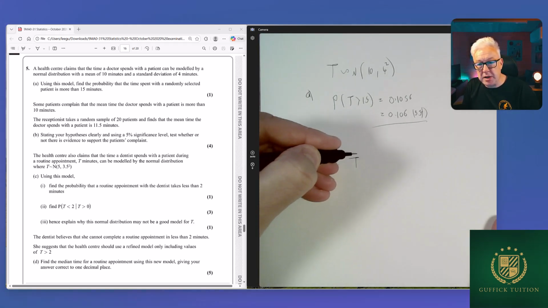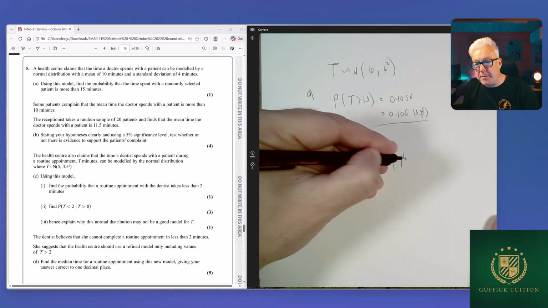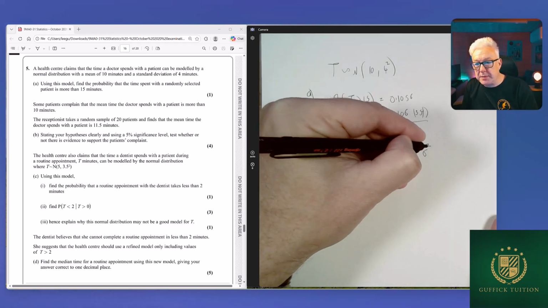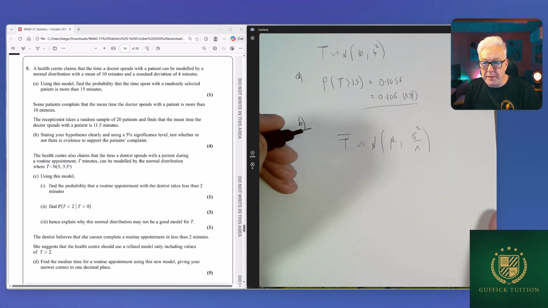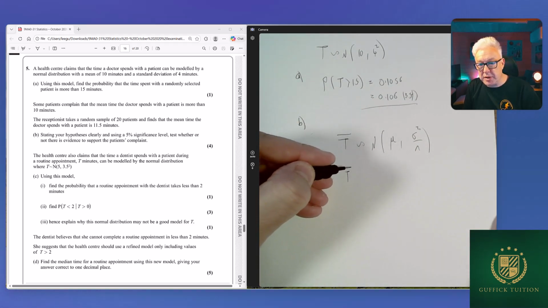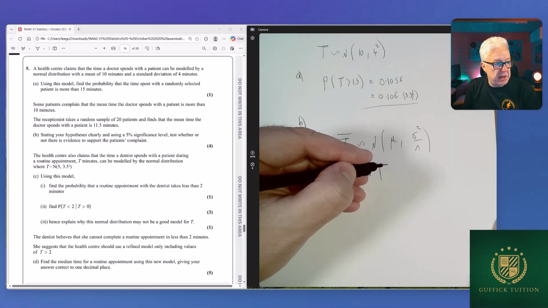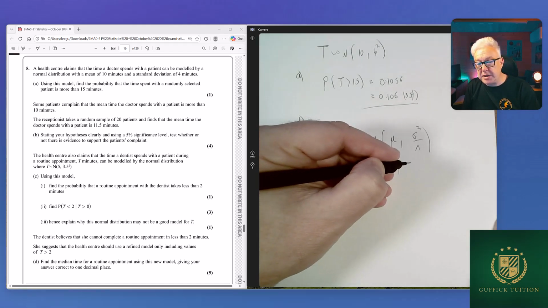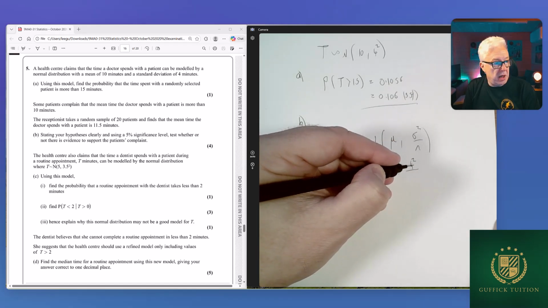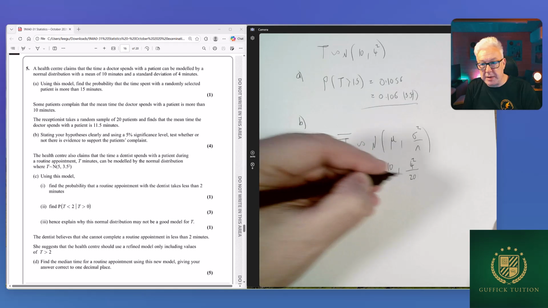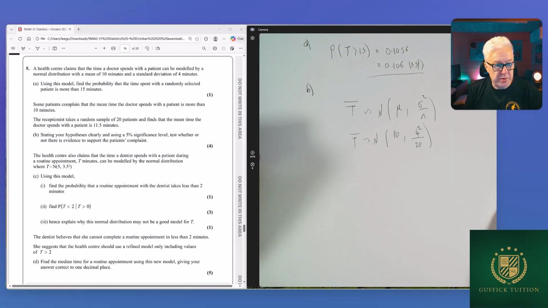So we're going to say that this is our distribution for our sample. If you remember, it's going to be mu and sigma squared over n, that's how we define our sample. Let's put this in. The mean is still going to be 10. The variance is now going to be 4 squared over the sample size, which was 20. That's the receptionist's sample of 20 patients. There we go, that's going to be our distribution.